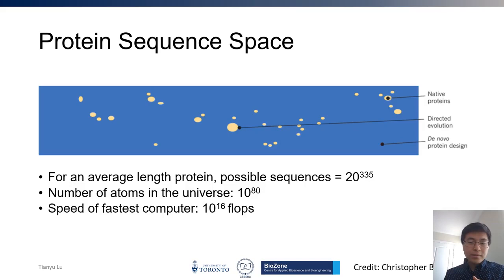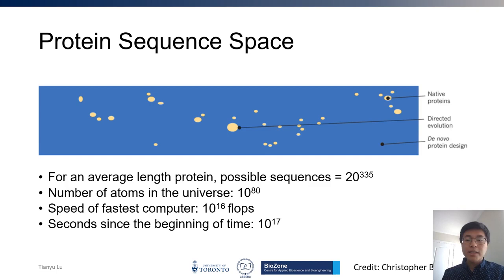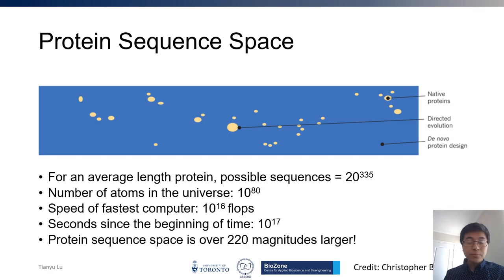The speed of the fastest computer is 10 to the 16 flops, and the number of seconds since the beginning of time is 10 to the 17. So if you can imagine a situation where every single atom in the universe was doing computation at the speed of the fastest computer in the world ever since the beginning of time, you would have only explored a number of sequences that is 220 orders of magnitude less than that of your whole protein sequence space.